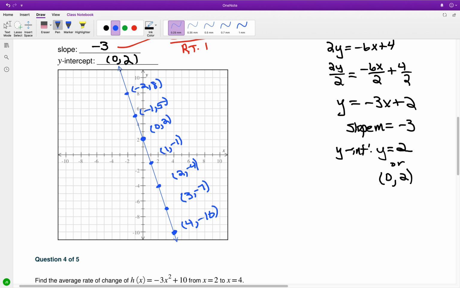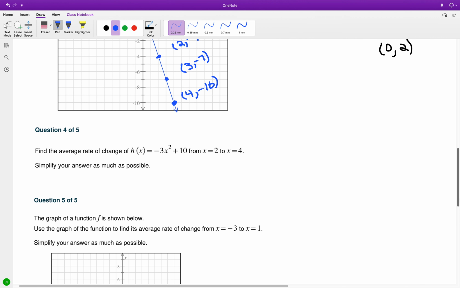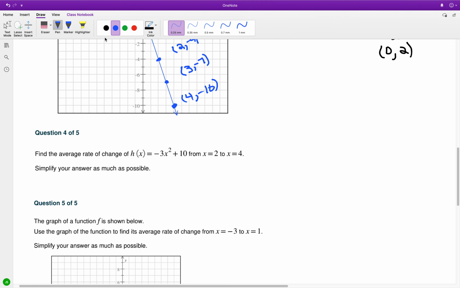And if I were to go beyond, say you have -3, 11. Okay, so you have a straight line that would be going downward. All right. Now, for question number 4, we are looking at the average rate of change of this function as x goes from 2 to 4.